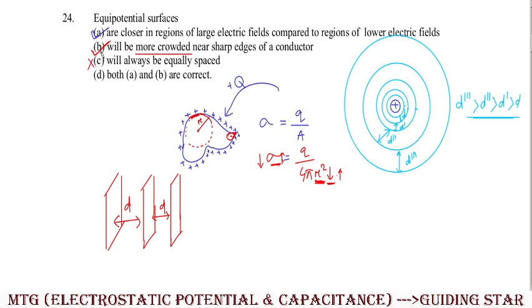So both A and B are correct. So here what option D is saying, both A and B are correct, so we will choose option number D over here.